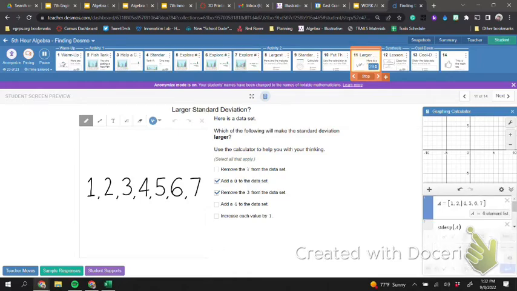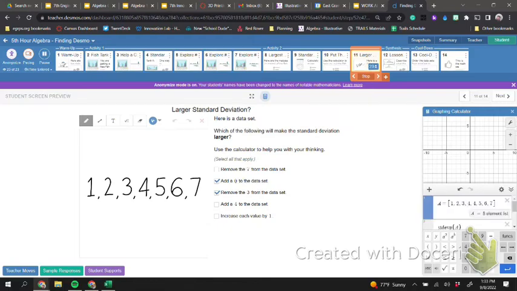Let's add 4 and see what happens. 4 took it... Oh, that's a 44. Oh, and I don't have my 3. There we go. And that pulled it closer to the center. It's tightening up the center because the center is right around 4. So that didn't make it go up.